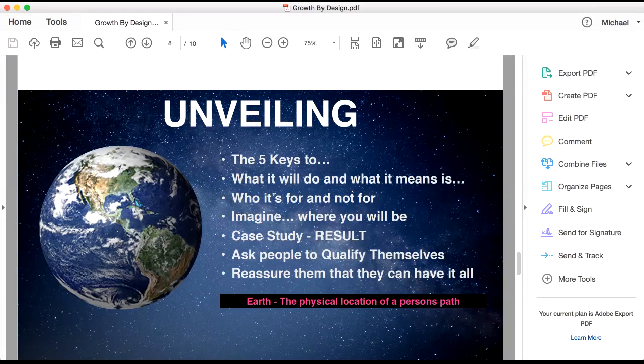I always put in who this is for and who it's not for. Sometimes both, sometimes just one. And if I do just one, I always do who it's not for. In other words, you don't want everybody as a client. You want to be fussy, right? You want to make sure that you sort the wheat from the chaff at this point here. Then in the unveiling, five keys to such and such.